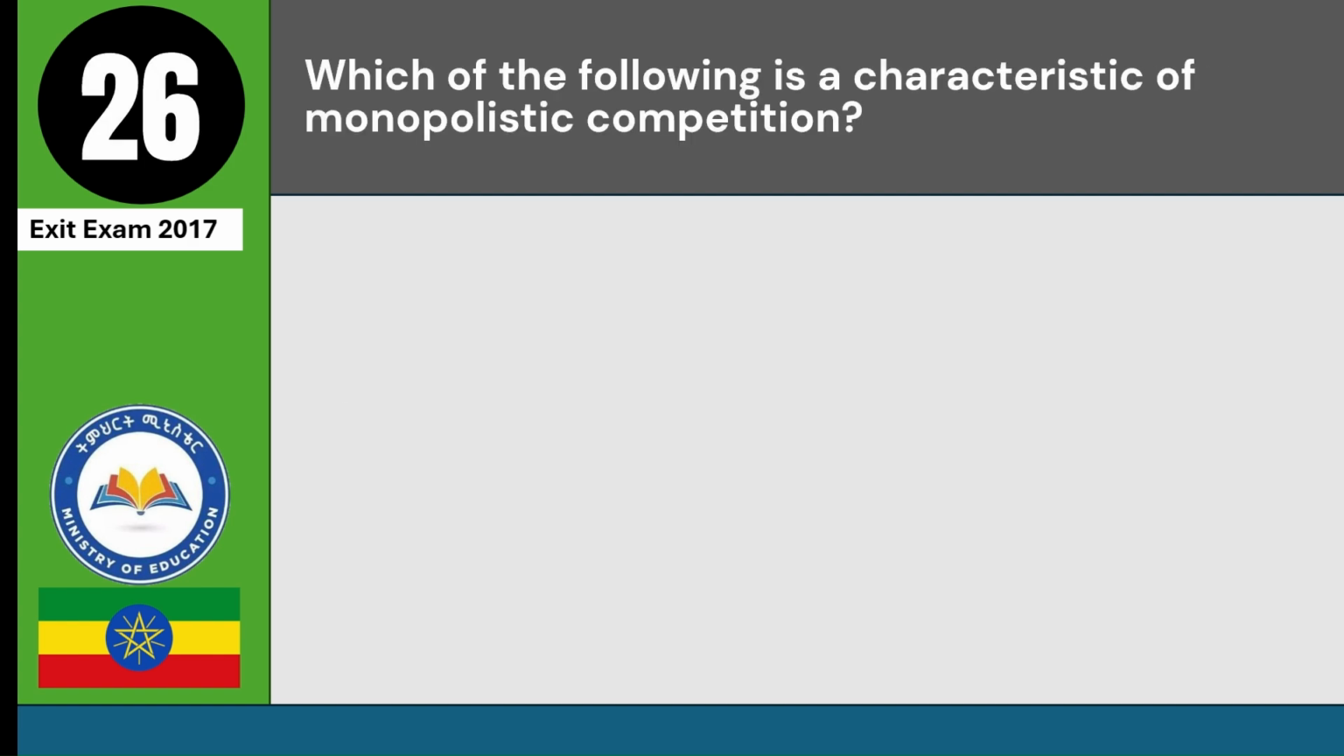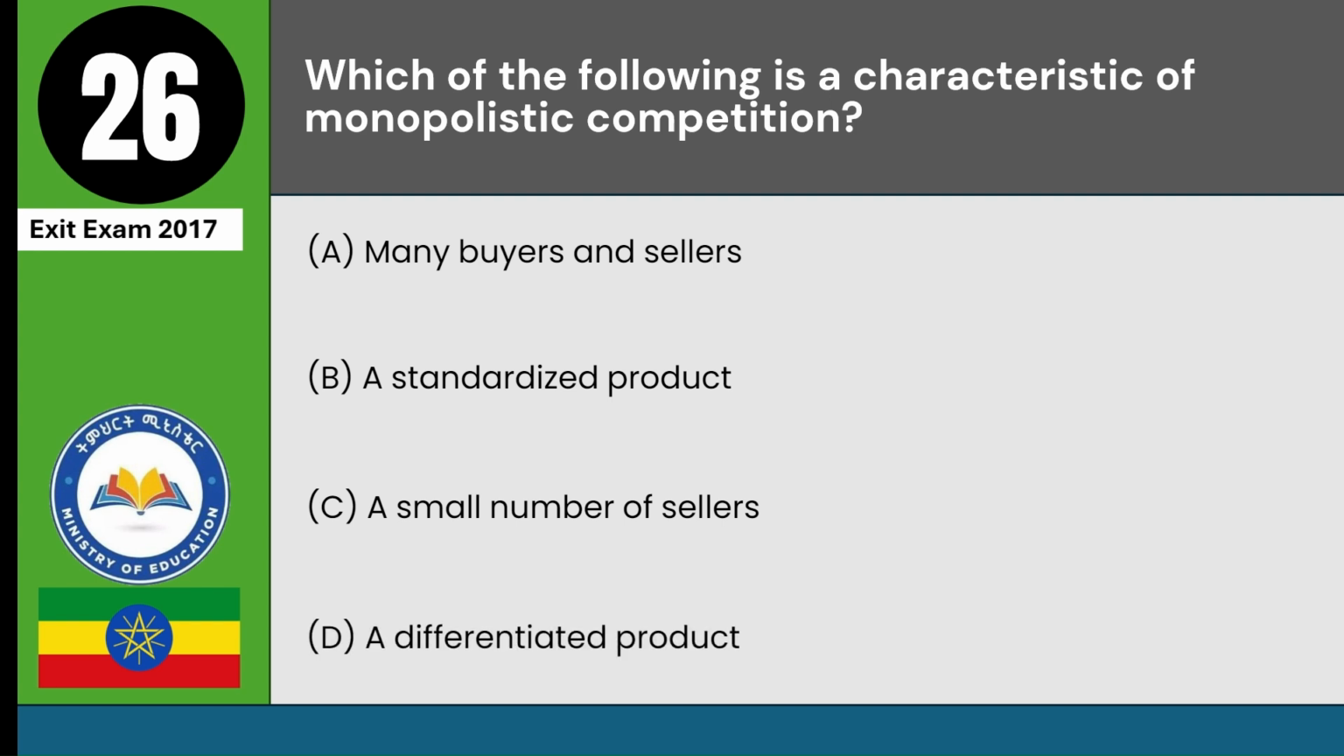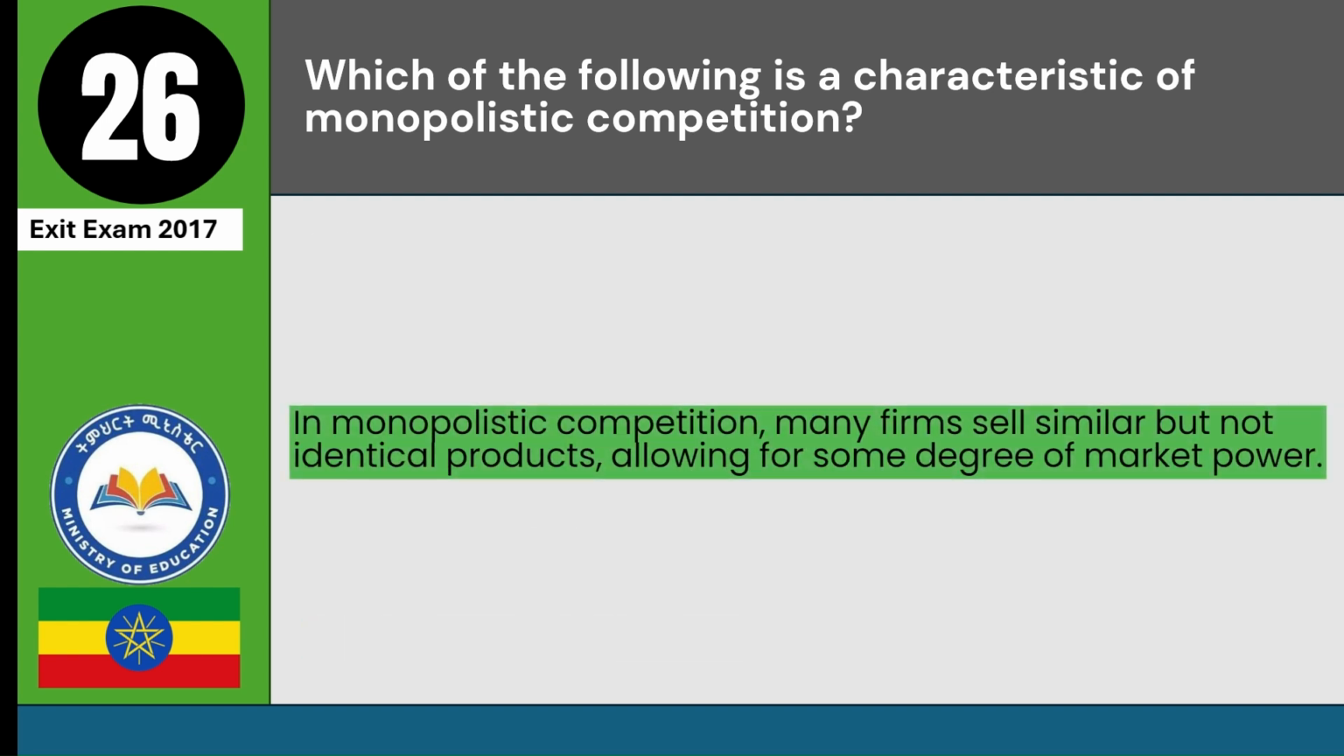Which of the following is a characteristic of monopolistic competition? A. Many buyers and sellers. B. A standardized product. C. A small number of sellers. D. A differentiated product. Answer D. In monopolistic competition, many firms sell similar but not identical products, allowing for some degree of market power.